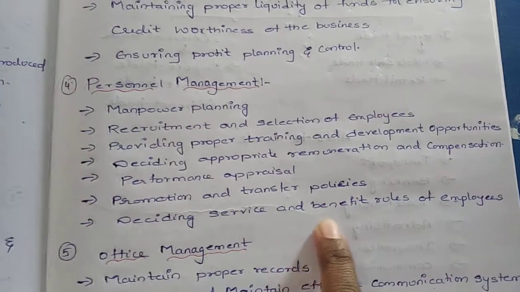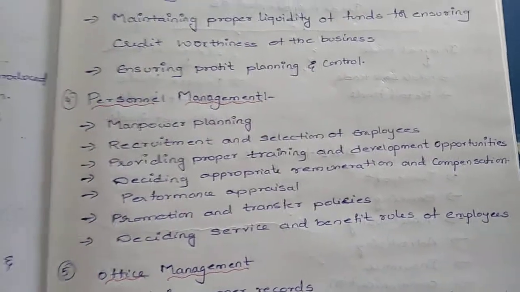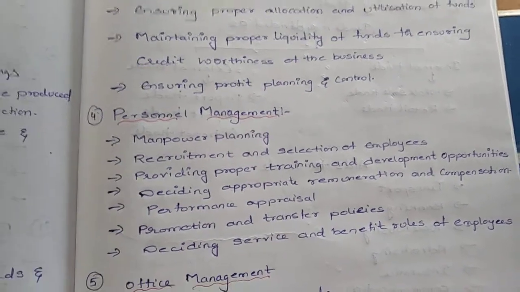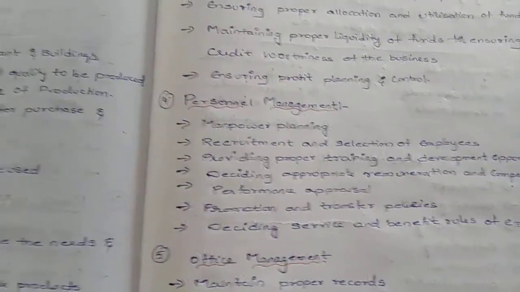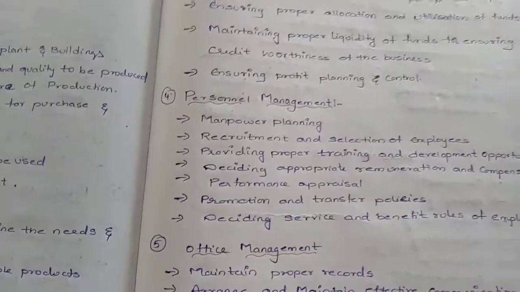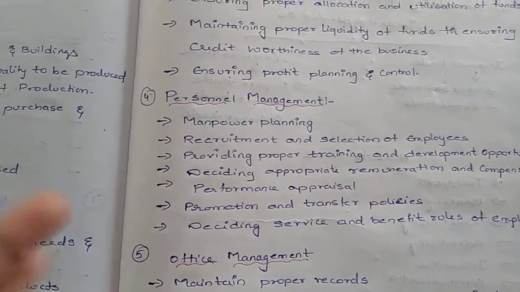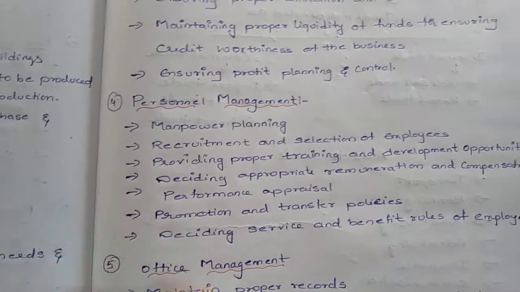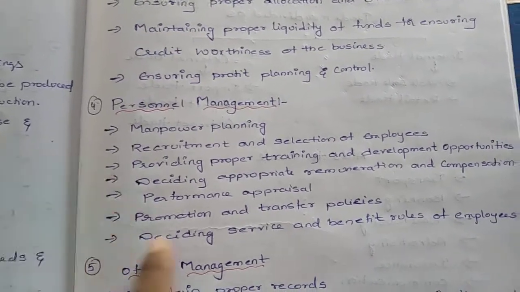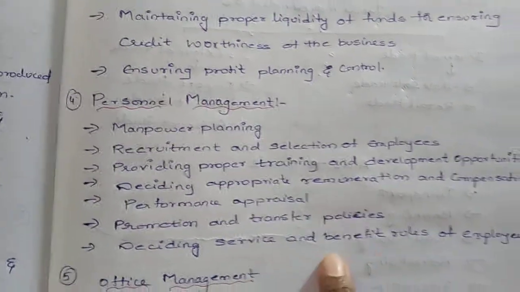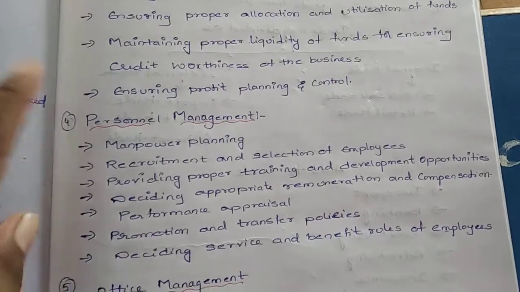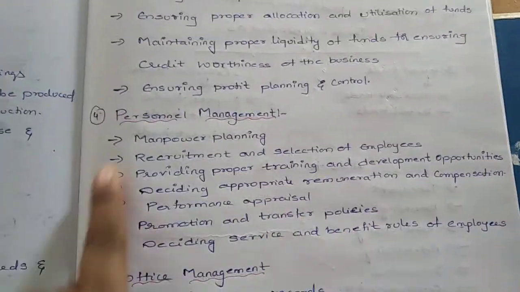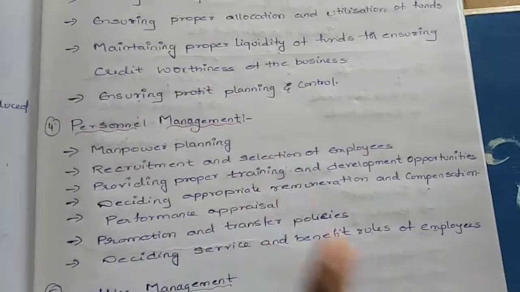Next, deciding service and benefit rules of employees. Nothing but service, that is how many years they have to serve in the organization. For each employee there will be a certain time period, either 57 years or 60 years or 50 years, after which they have to retire from the organization. As per that they have to decide the service and benefit rules of employees. The rules should be beneficial to the employees. In that way they have to plan this. So all these things come under personal management or human resource.